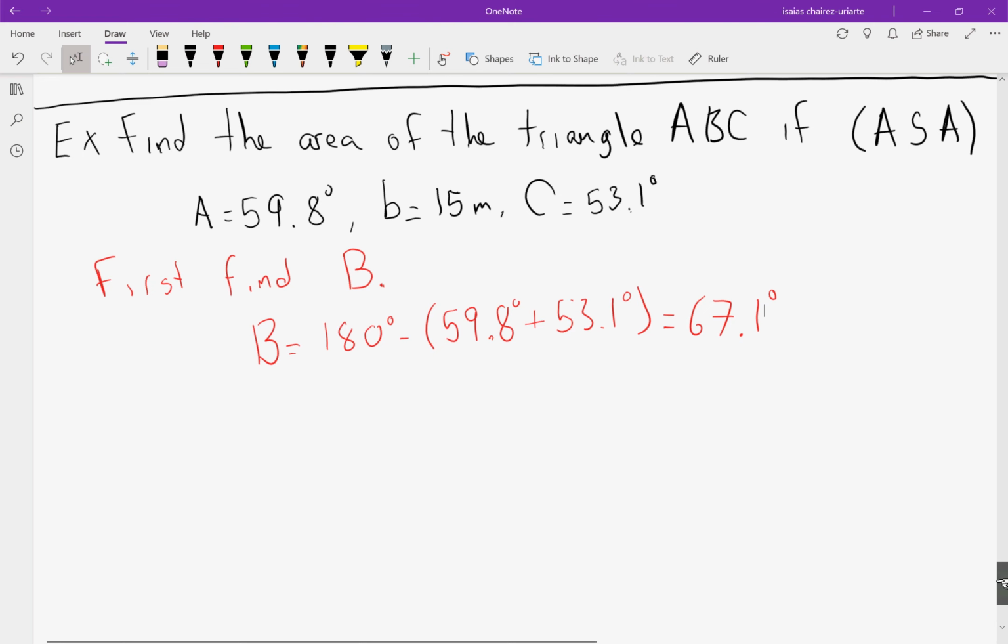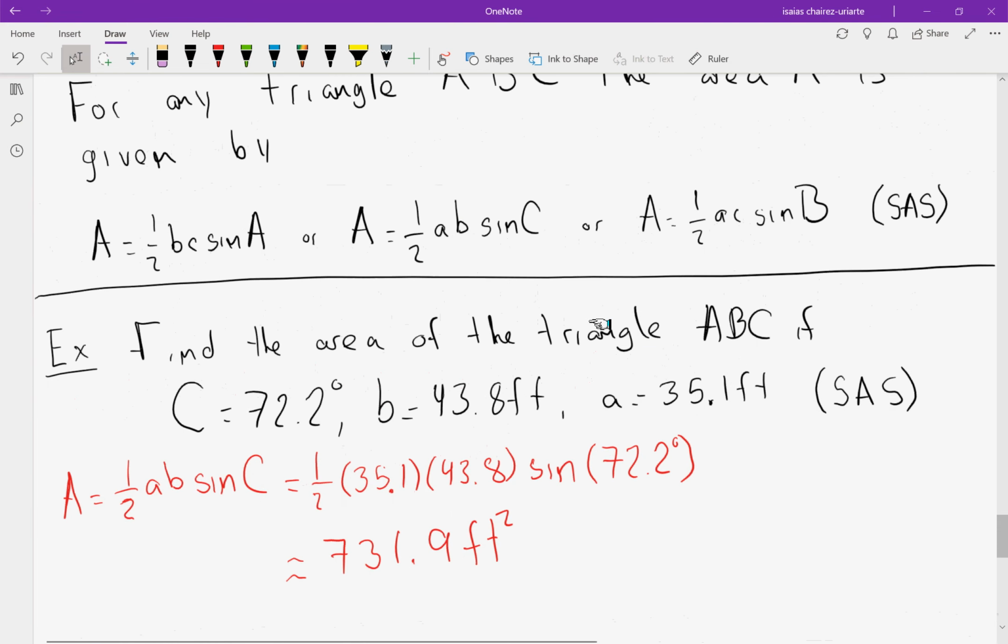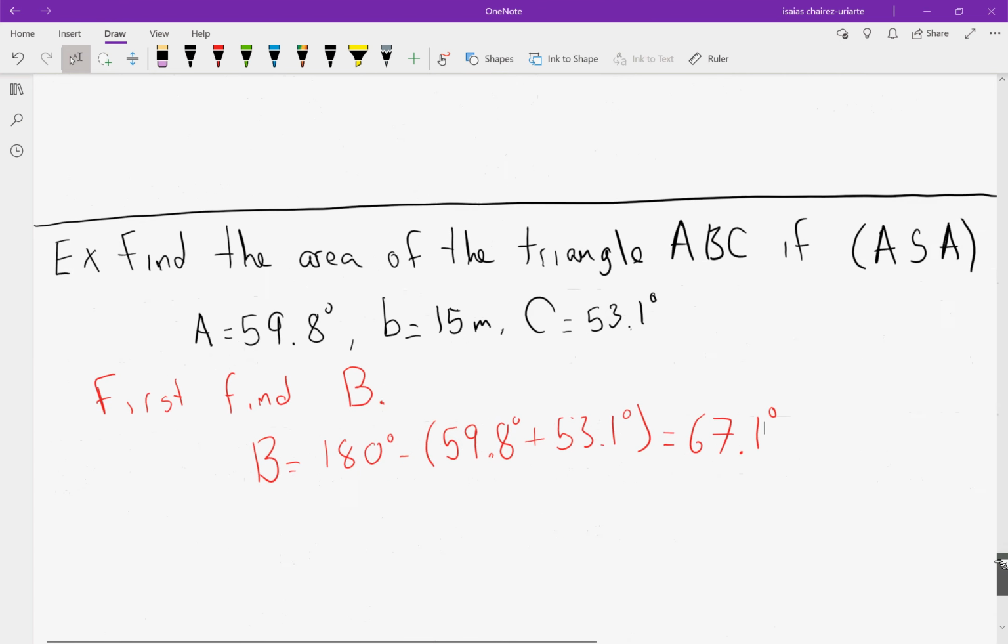Well, let's think about our formulas for area. Our formulas for area require that we have two sides and the angle between the two sides. Alright, so right now what I have is three angles and just one side. So what piece of information do I need next in order to find the area? What is the next piece of information to find the area?